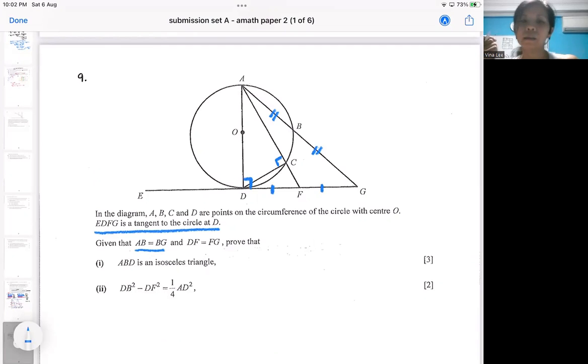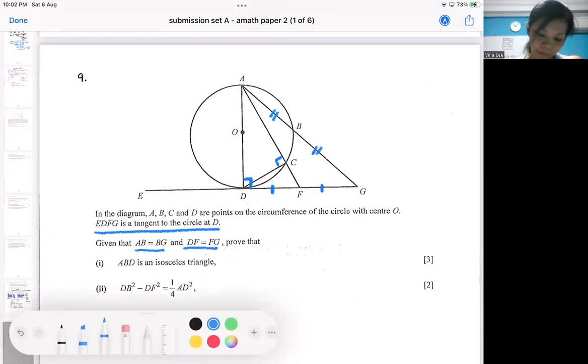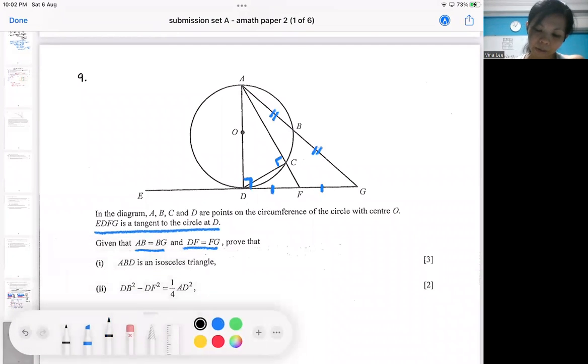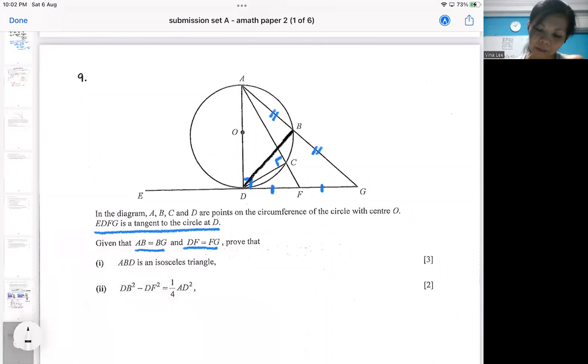Then after that, I'm supposed to prove the isosceles triangle. Whenever I need to prove isosceles, I can either prove it through angles or through length. But it looks like it's not quite possible to prove it through angle because I don't have any angle. So actually I got more length information, so maybe I'm going to try doing it by length.